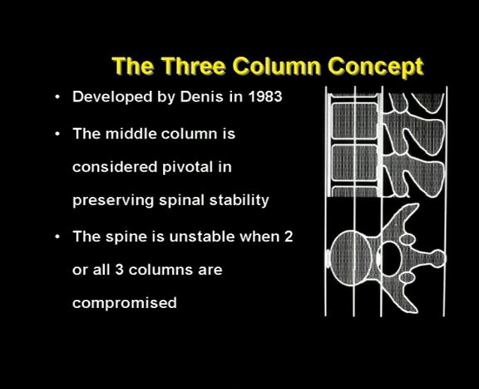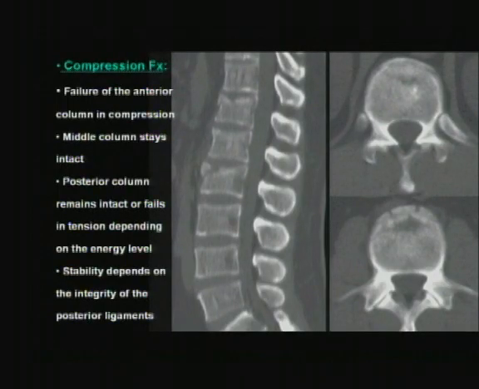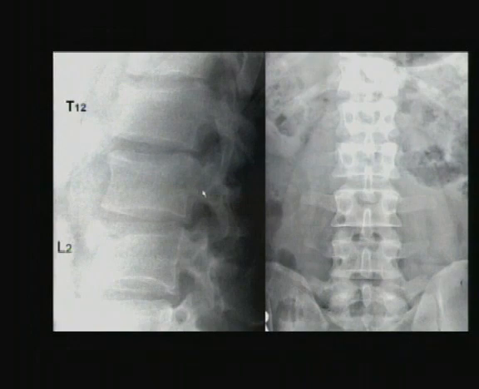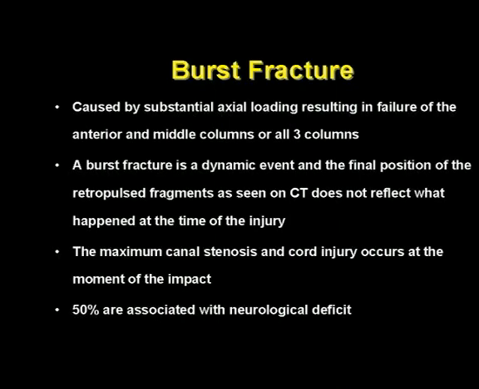So these are the columns here, the anterior, middle, and posterior. And according to Denis, the stability of the spine depends on the involvement of the middle column. So if the middle is involved, then you have instability. Let's talk about the first type, which is the compression fracture. The compression fracture is nothing but failure of the anterior column. And this is basically a stable injury. You can diagnose it on plain films, and if I do, I usually look at the posterior body line, and if it's not interrupted or bulging posteriorly, I stop there. You don't really need CT, although many people will probably ask for CT.